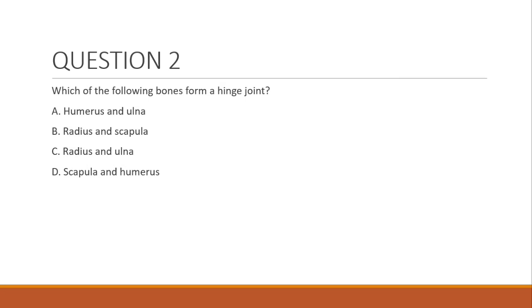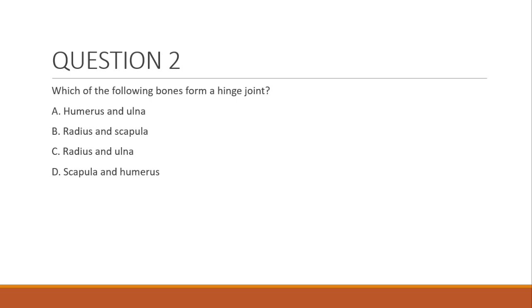Which of the following bones form a hinge joint? You won't be able to answer this question if you don't know what a hinge joint is. A hinge joint is a joint which forms 180 degrees. The bones can only move in one plane. Only one plane is allowed on a hinge joint, and once the joint is straightened, it will form 180 degrees. That's a hinge joint.